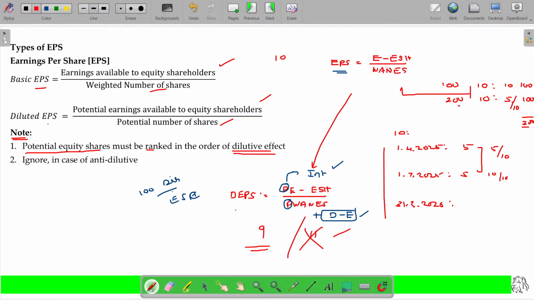The dilution possibility may be due to the conversion of debentures to equity shares and preference shares to equity shares, redemption of debentures, and buyback of equity shares. There may be n number of reasons. Because of n number of reasons, the EPS may be getting diluted.